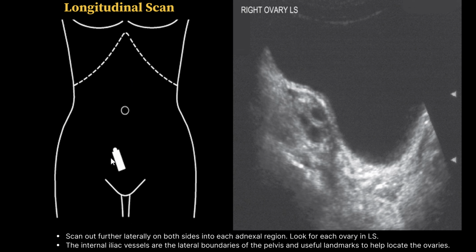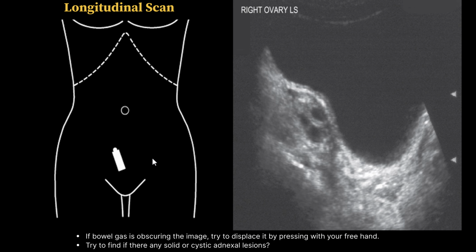Scan out further laterally on both sides into each adnexal region and look for each ovary in the longitudinal scanning. The internal iliac vessels are the lateral boundaries of the pelvis and are useful landmarks to help to locate the ovaries. If the bowel gas is obscuring the image, try to displace it by pressing with your free hand and try to find if there are any solid or cystic adnexal lesions. Acquire the representative images of the left and the right adnexa and ovaries if identified.